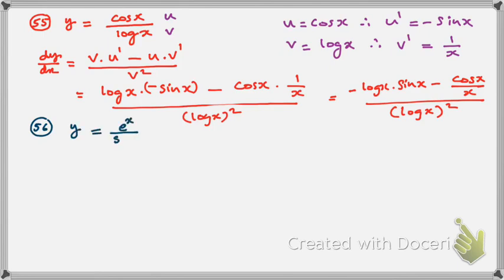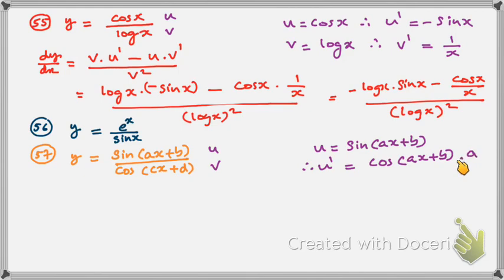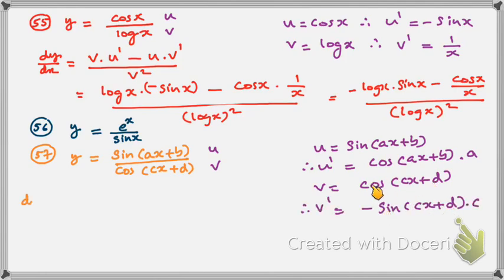That's your question for your practice. And we look at sine of ax plus b by cos of cx plus d. I call the numerator as u and the denominator as v. Write what is u: sine of ax plus b. Therefore, u dash will be cos of ax plus b times a. Denominator is v, cos of cx plus d. So, v dash would be, cos x derivative is minus sin x, so cos of cx plus d gives minus sine of cx plus d into c.